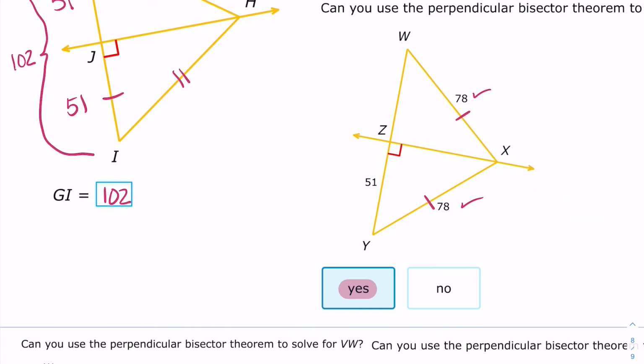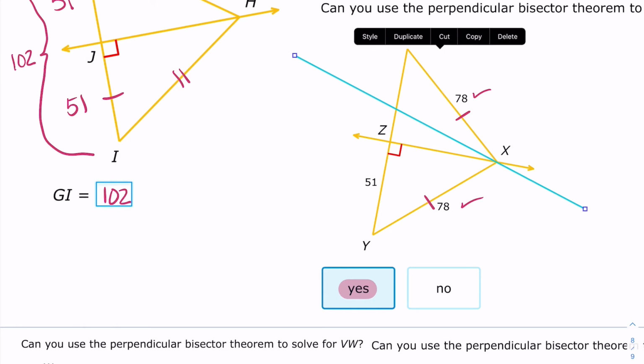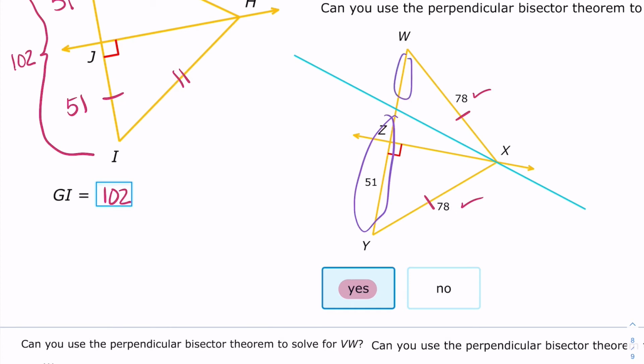So yes, we have 3 pieces, but what if we had a line and that line did that? You could still have XW would be 78 and YX would be 78, but look, that doesn't necessarily mean that this is 51 and this is 51. So we need a right angle as well.